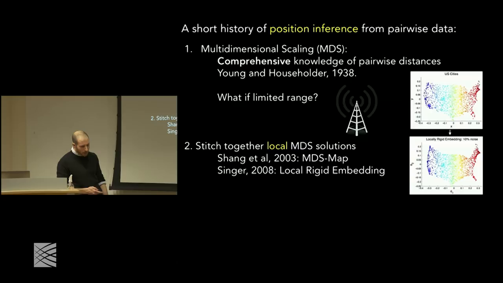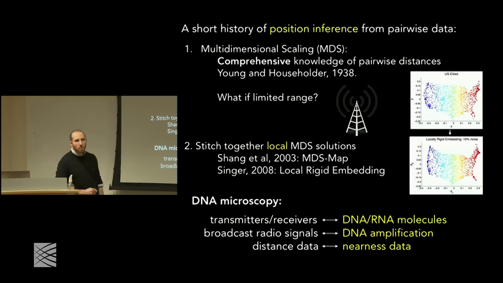So DNA microscopy builds on these types of observations, but makes a few important conceptual swaps. So instead of talking about transmitters and receivers, we'll instead be talking about DNA and RNA molecules. Second, instead of talking about broadcasting radio signals, we'll be talking about DNA amplification. So the image to keep in mind is you'll superpose the image of a transmitter that's emitting radio signals outward with a DNA molecule that's duplicating itself by means of DNA amplification and generating copies of itself that are then emanating outward radially.